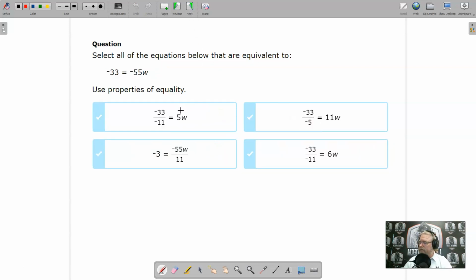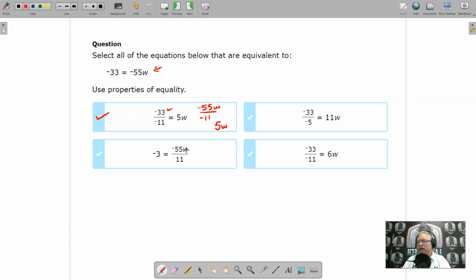On the next one here, we have negative 33 equals negative 55w. So what's being changed? It looks like it's the left side. We have negative 33 here. Now they're switching back and forth, so we're going to have to just do them one at a time. Here, negative 33 is being divided by negative 11 over here. So if we took negative 55w, what we have up here, and divide it by negative 11 as well, what would we get? That's important: negative divided by negative equals positive. 55 divided by 11 is indeed 5. We still have the w, so indeed this one checks out.